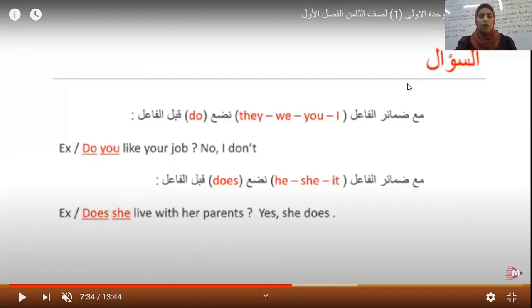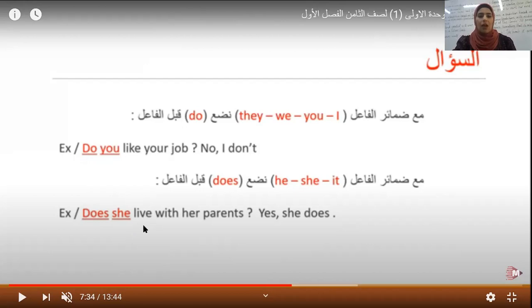In forming a question, you should start with an auxiliary verb like do. As we are talking about present simple, you can use do. And after that, you need to add the subject, which should be plural, because you are using do. Do you like your job? This is the question. Yes, I do, or no, I don't. When the subject is singular, he or she or it, you can use does. Does she? Does he?